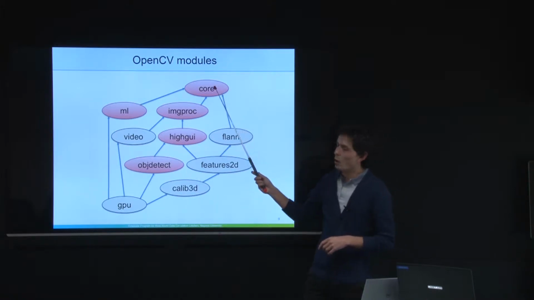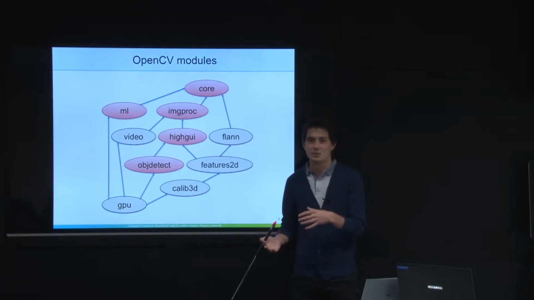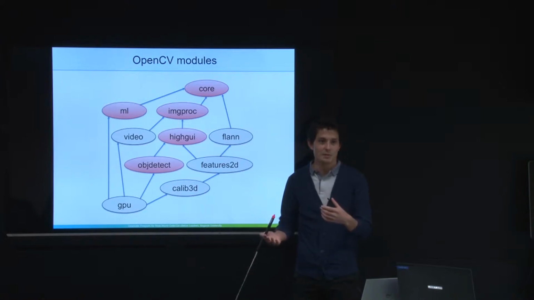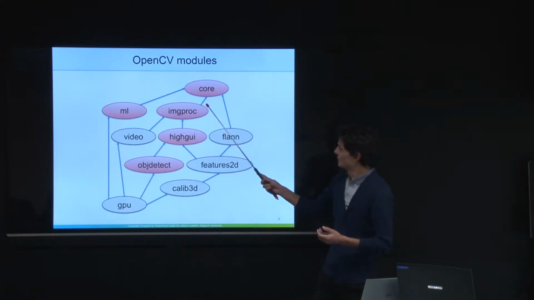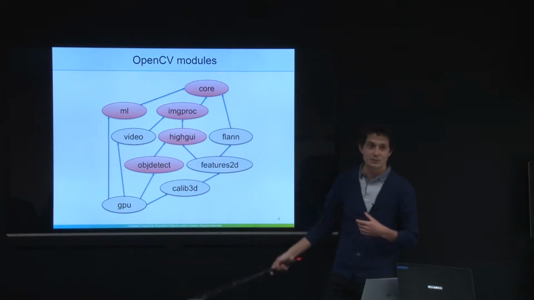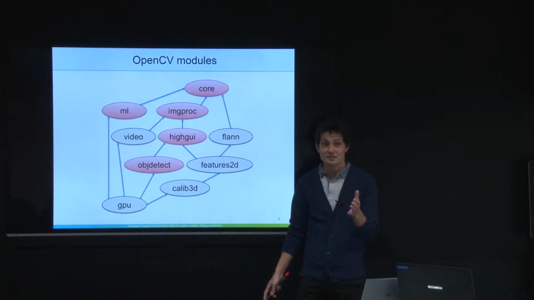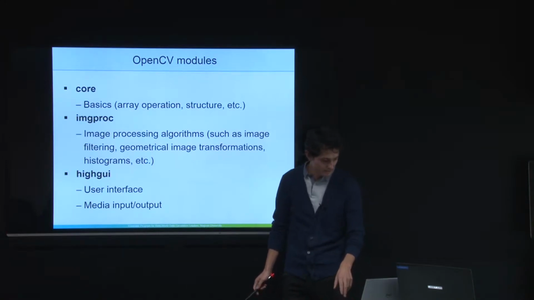But for example, core holds how OpenCV represents images. So when you load an image, it turns it into a matrix, which can then be used within OpenCV's own functions. Okay? And then, for example, HighGUI is the graphical user interface, so that allows you to display images and save them, and that sort of thing.